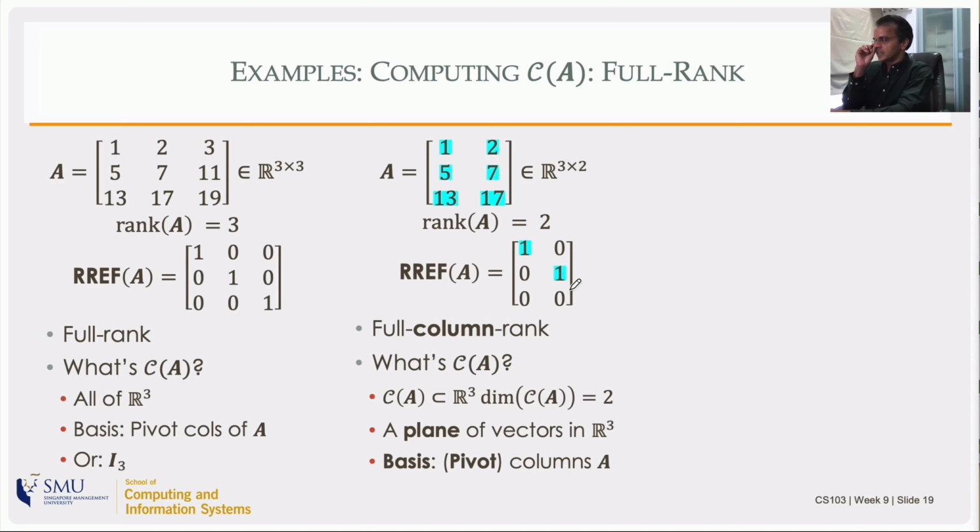What's the column space of this guy? The column space, remember each column is a member of R3. So the column space is a span of those vectors. So it's going to be a subspace of R3. In this case, it's a 2-dimensional subspace because there are only 2 vectors. So these 2 vectors will form some plane in R3. That is a subspace. That is the column space of this matrix. So the dimension of the column space is 2.